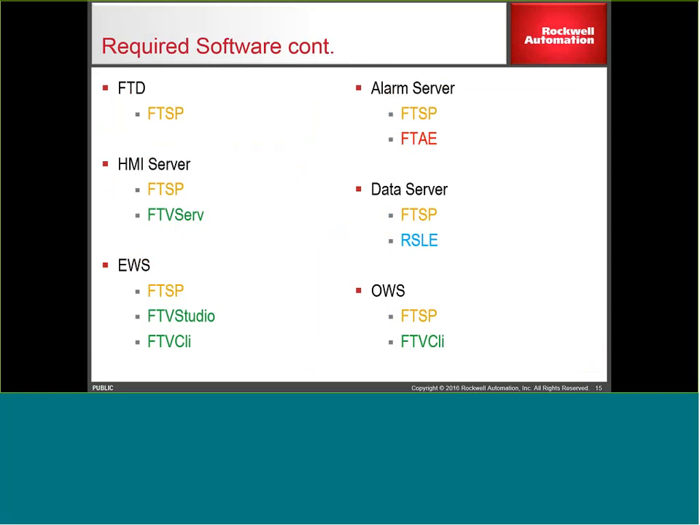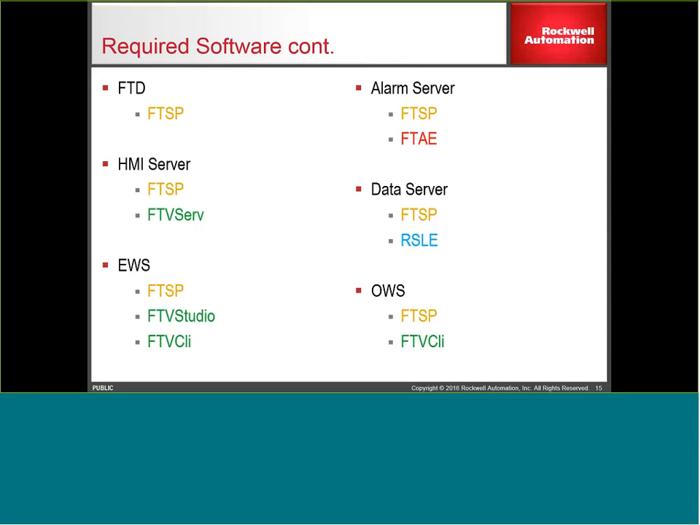Moving on to some of the required software. Here is a list of the required software based on the role of that PC. So for the FactoryTalk directory, all you really need is FactoryTalk Services Platform. And for the HMI server, we need FactoryTalk Services Platform as well as FactoryTalk SE server, right? And I've written these in kind of shorthand so I could fit it, but I've defined that on the next slide. Also, we have the engineering workstation, which needs FactoryTalk Services Platform, FactoryTalk View Studio, and FactoryTalk View Client, right? So you can test your application at the engineering workstation.